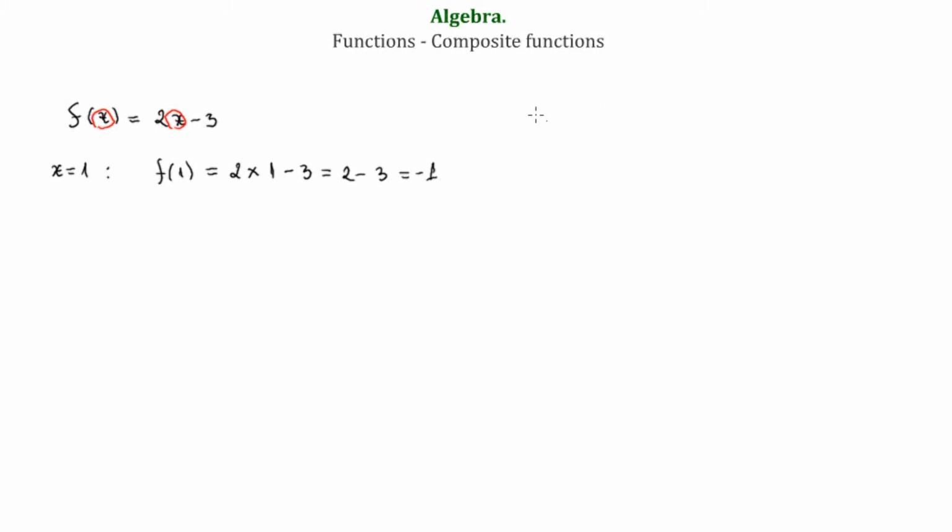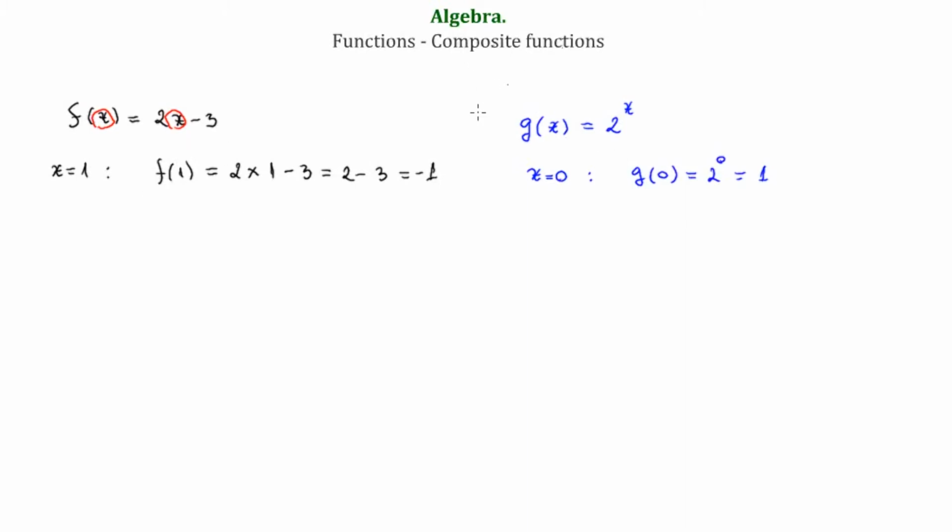Pretty straightforward. Now then, a second function, which we will call g of x, is equal to, let's say, 2 to the power of x, so that we have a different type of function. And let's give x the value 0, which means that we get g of 0 is equal to 2 to the power of 0, which is 1. So now then, we have two examples of functions, f and g.